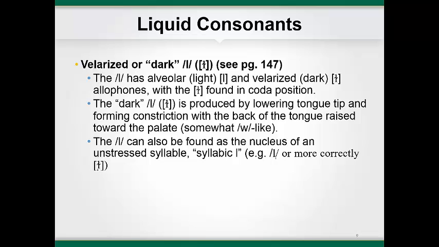The dark L is articulated differently from the normal or light L. Instead of an alveolar constriction, the dark L is made by forming the constriction with the back of the tongue raised toward the hard palate or the velum. The dark L is similar to the w glide in both its articulation and in the way it sounds. Listen as I say the word fill, first with the dark L, then with the light L.